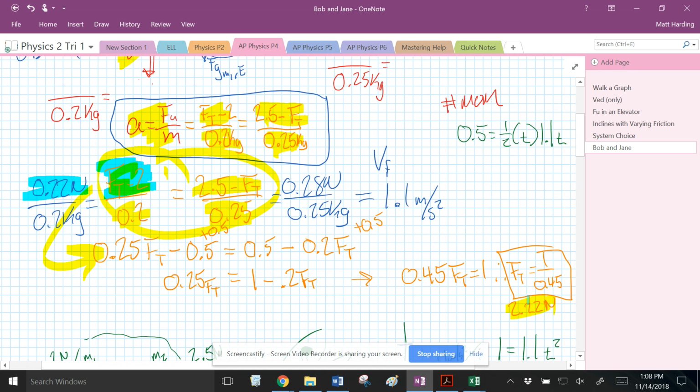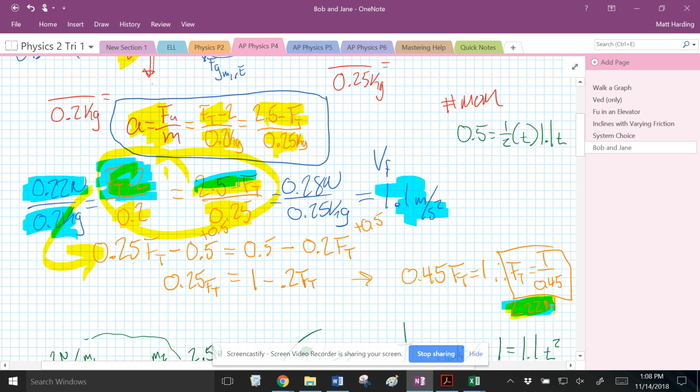So I took this tension force and put it into my equation up here. It's 2.22 minus 2. That's giving me the FU of 0.22. Then I'm going to divide by 0.2 kilograms because that's the mass. And I get an acceleration of 1.1 meters per second squared.